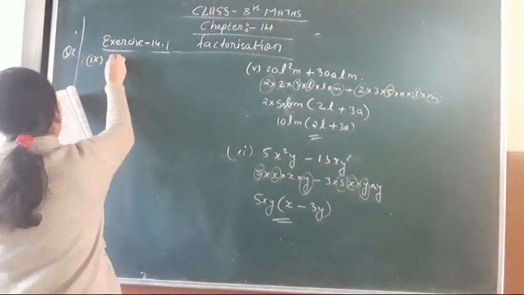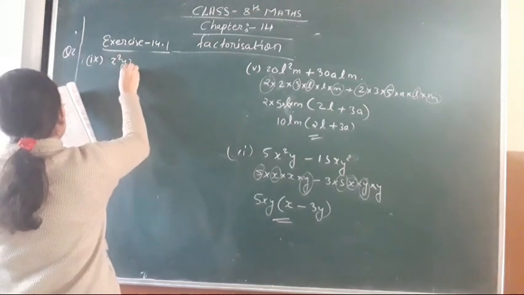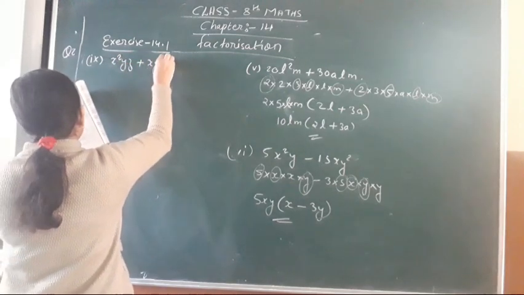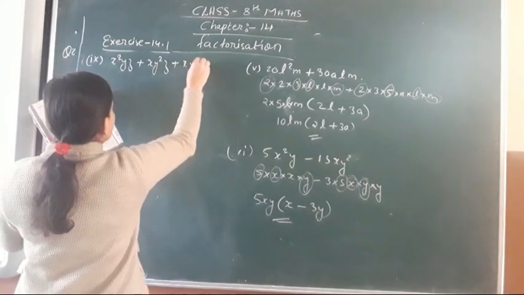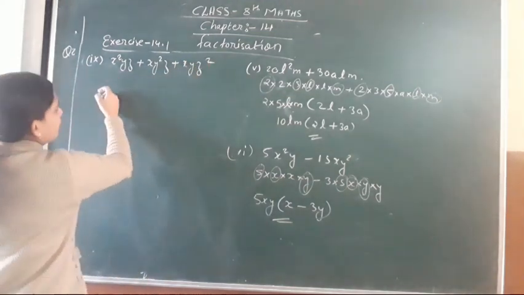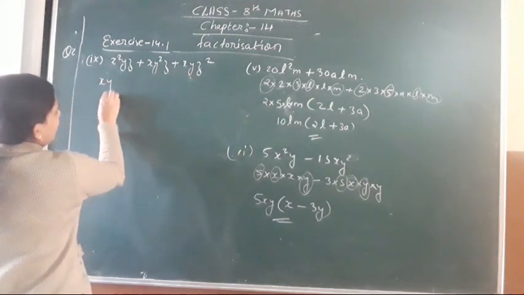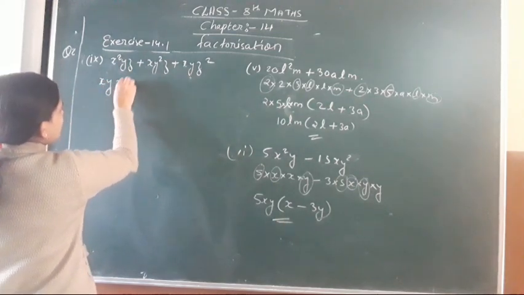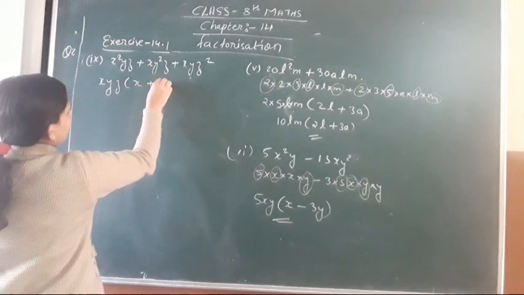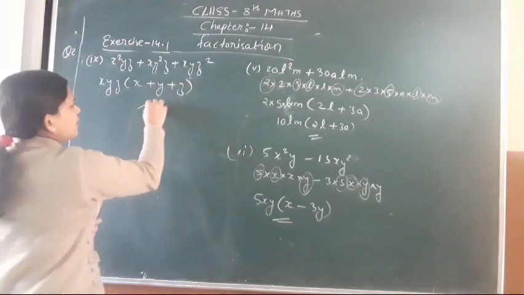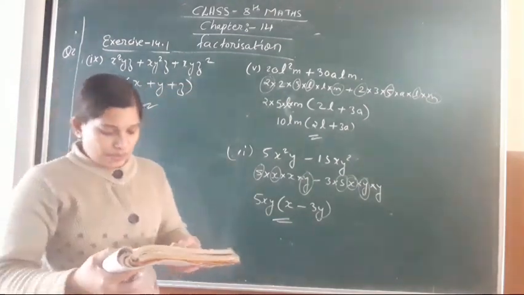Ninth part, x square yz plus xy square z plus xyz square. So x can be taken common, y can be taken common, z can be taken common, so it will be x plus y plus z. It's a very simple question. The ninth one is a very simple one.